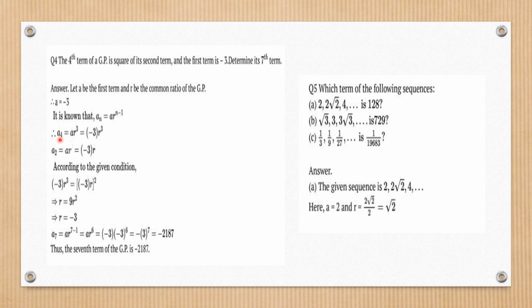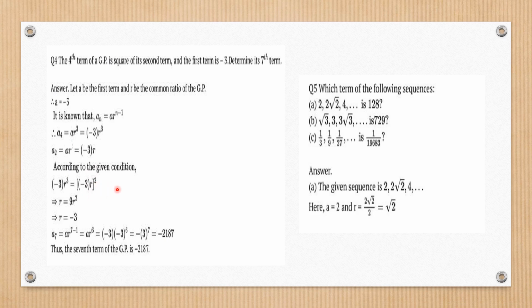Okay, so what is the formula for a4? a4 is your ar cube. Here I am given your first term, so it is minus 3 r cube. Clear? And what is your a2? a2 here is ar, so ar will be minus 3 into r. Okay, clear? Now according to the given condition, the 4th term of the GP is the square of its second term. So this is your 4th term, minus 3 r cube, and this is the square of this term, minus 3 into r whole square.